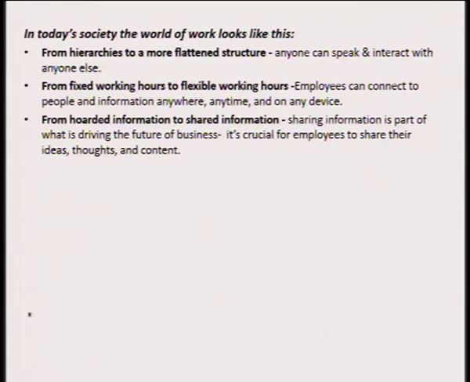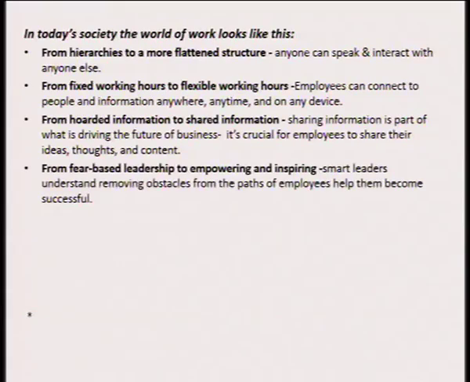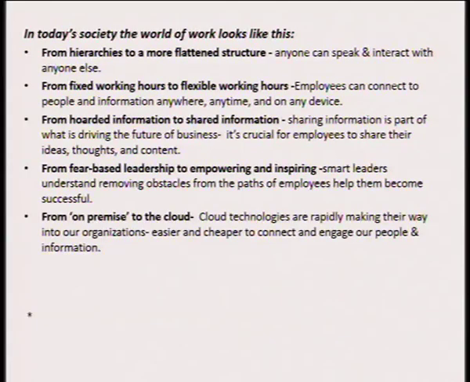It has moved from hoarded information to shared information. Sharing information is part of what is driving the future of business. It is crucial for employees to share their ideas, thoughts, and content. We've moved away from a fear-based leadership to empowering and inspiring others. Smart leaders realize the usefulness of removing obstacles from the paths of employees to help them to become more successful.